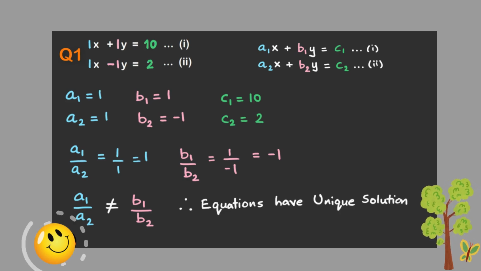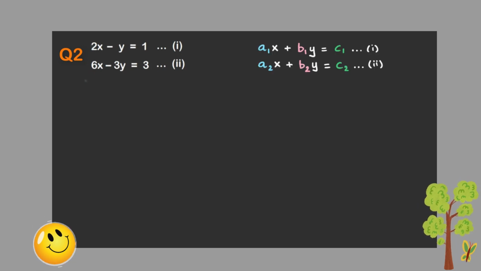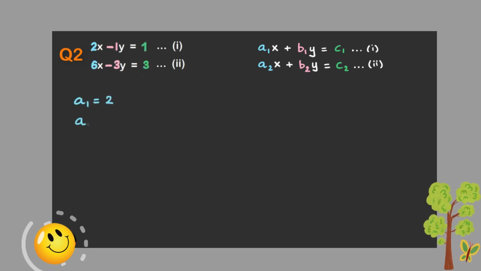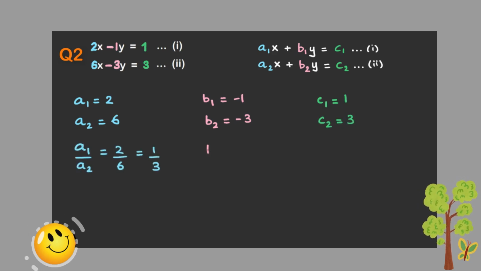Now let's look at the 2 equations from the second question. 2x minus y equal to 1 and 6x minus 3y equal to 3. Once again, let's compare with the pair of general equations and let's mark the coefficients in the different colors. Here are the coefficients. a1 equal to 2, a2 is 6, b1 is minus 1, b2 is minus 3, c1 is 1 and c2 equals 3. Let's calculate a1 by a2 and that's equal to 1 by 3. b1 by b2 is also equal to 1 by 3.